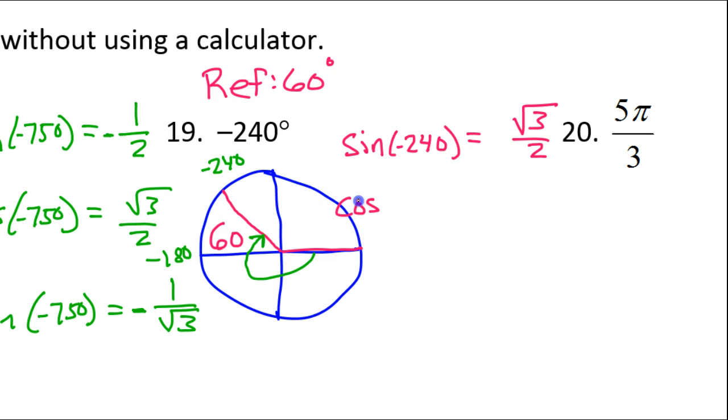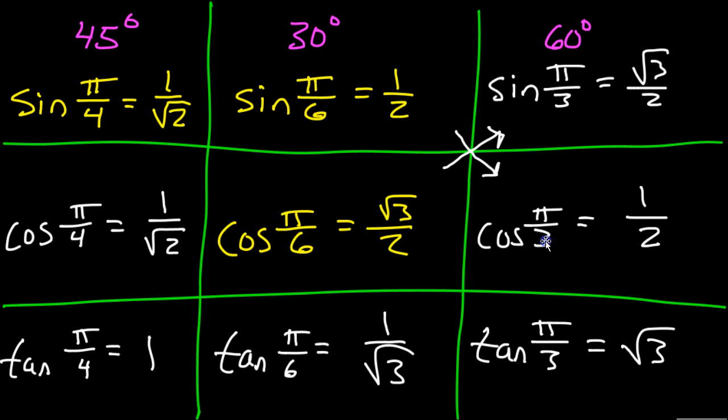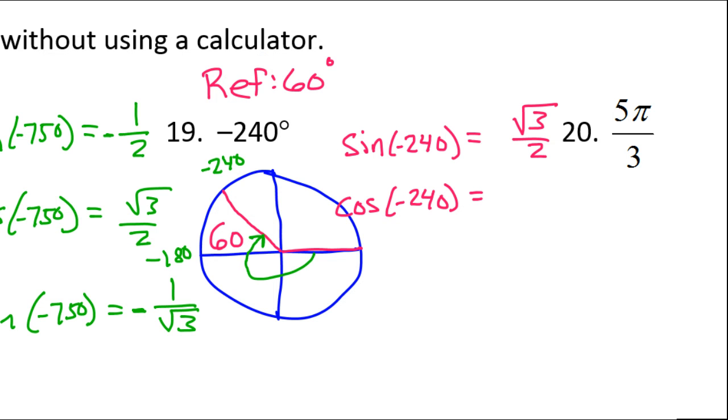How about the cosine? So now let's talk about the cosine of negative 240. Well, let's start with the reference angle, cosine of 60. Cosine of 60 is 1/2. Okay, so that's going to be 1/2. Do I need a negative sign on it? Well, yes, I do, because in this quadrant, cosine is negative.